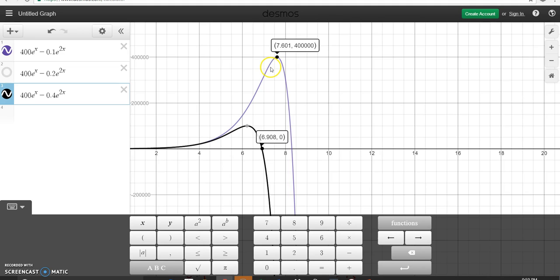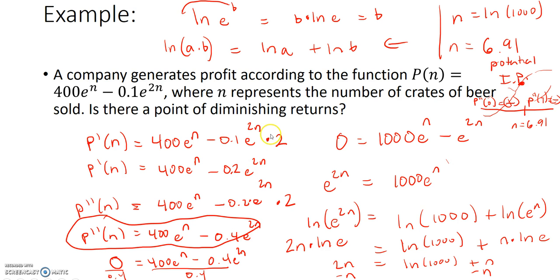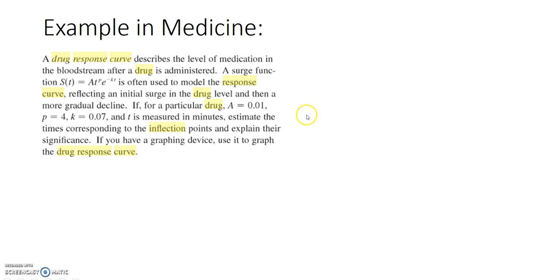So is the point of inflection the number of crates you should manufacture? Not necessarily. That's just saying that's the point at which your growth in revenue becomes smaller and smaller. We'll take a look at this application briefly, but you may be wondering, well, where else does this apply? An example in medicine has to do with what's called a drug response curve. And I challenge you to try this out.